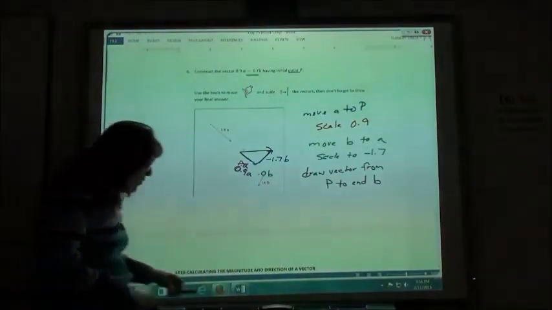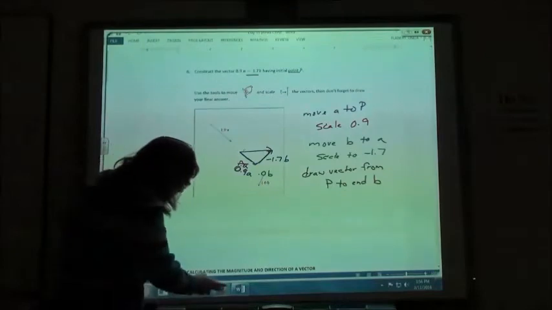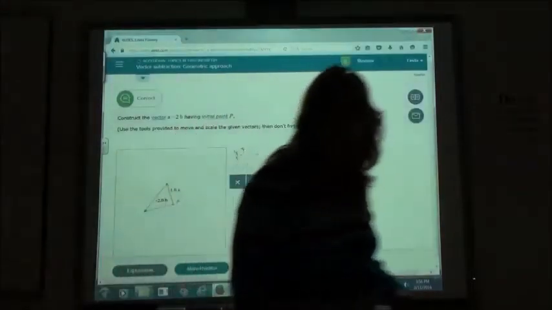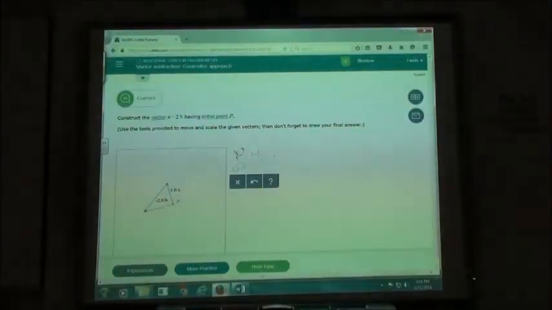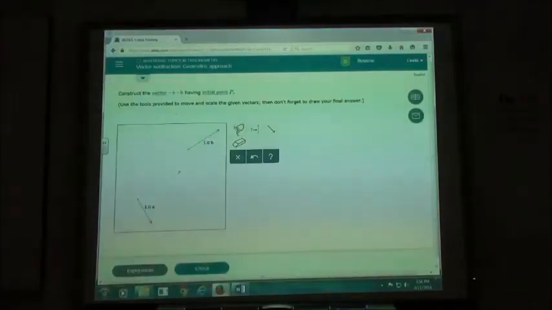So just to review that one more time using the actual ALEKS program. If I hit more practice here. Here I have negative A minus B. So I'm going to start by moving A. Instead of being a positive 1A, I wanted a negative 1A. So I'm going to push it backwards until I get to negative 1.0. Click to set it. So negative A is the same thing as negative 1.0A.